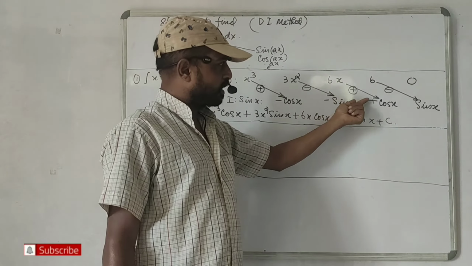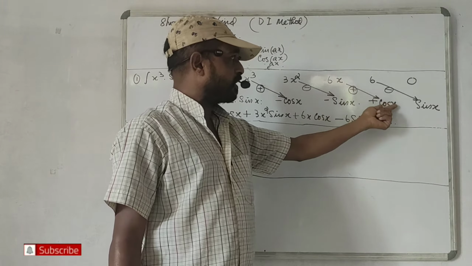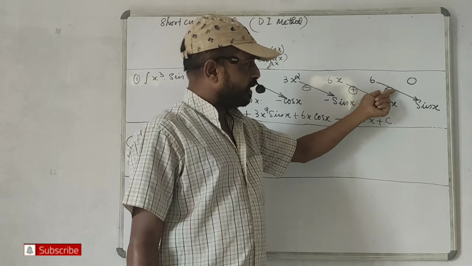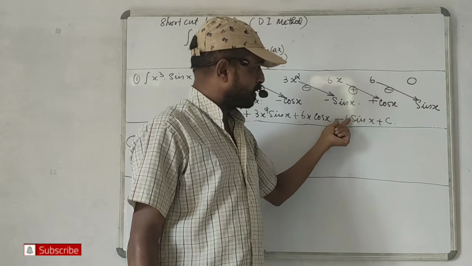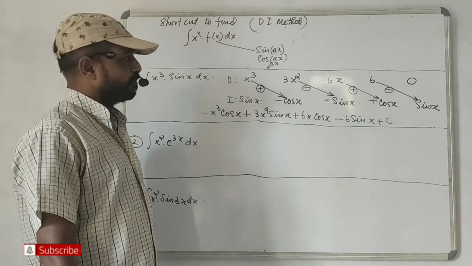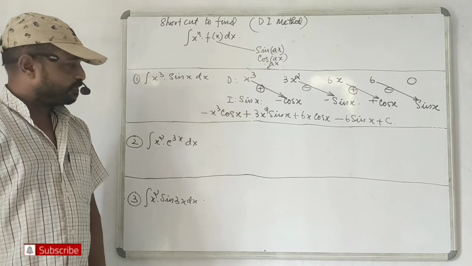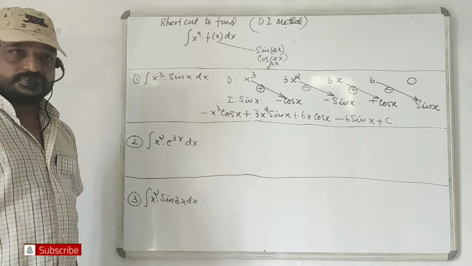Next is plus. Here also we have a positive sign: 6x into cos x, 6x cos x. And the next term is negative: minus 6 into plus sin x, that is minus 6 sin x plus c. So this method is very simple, I think. So let us go to the second problem.